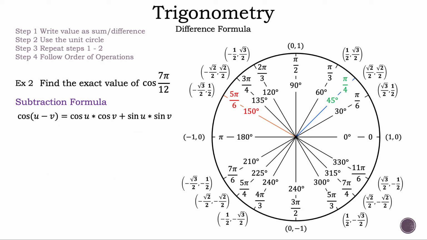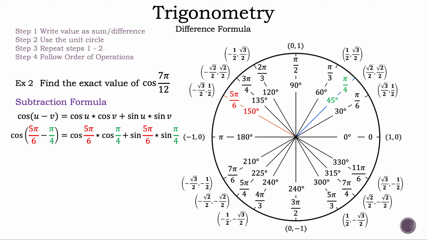Now let's write down the subtraction formula that we need. So we have cosine of u minus v is equal to cosine u times cosine v plus sine u times sine v. We have our u, which is 5 pi over 6, and our v is pi over 4. Let's substitute 5 pi over 6 for each u, and pi over 4 for each v. Now we need the points on the unit circle. Remember, the x part of the ordered pair is for cosine, and the y part of the ordered pair is for sine.